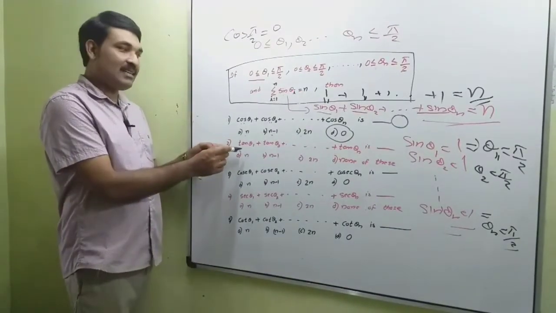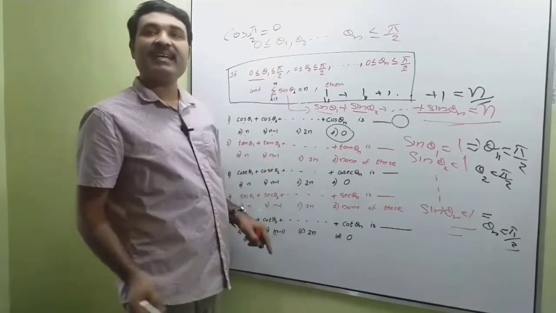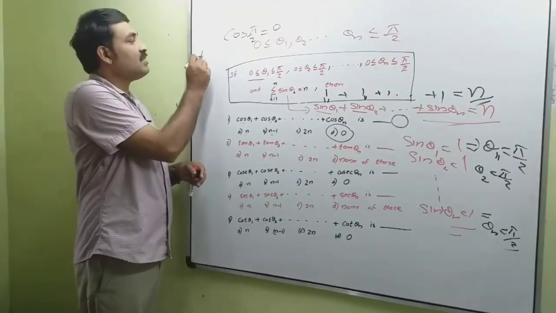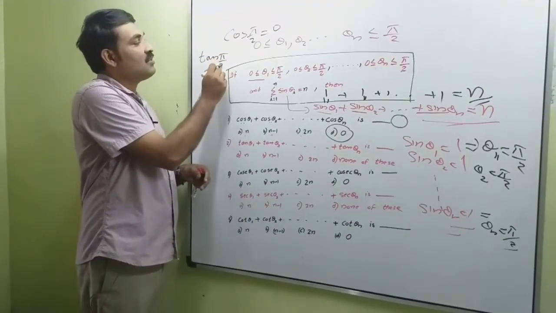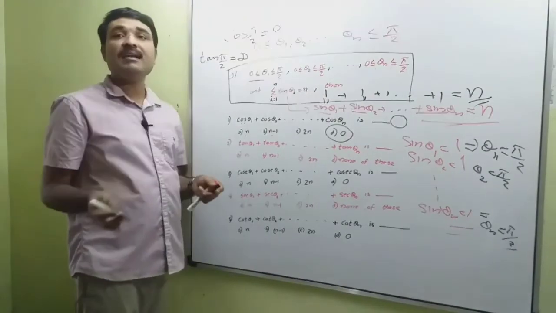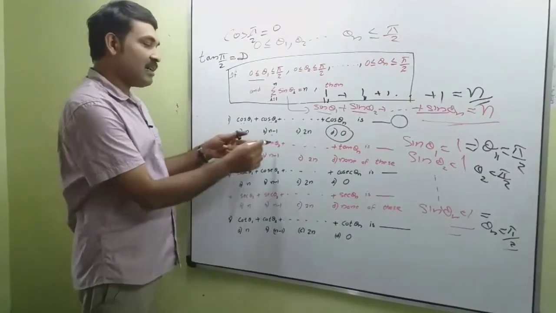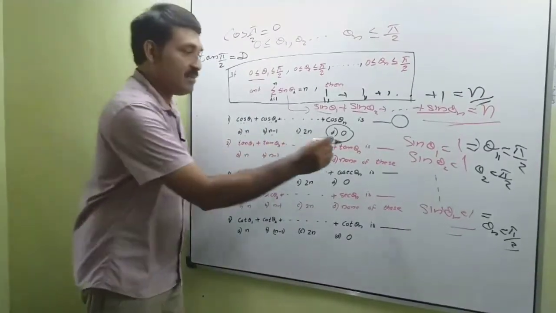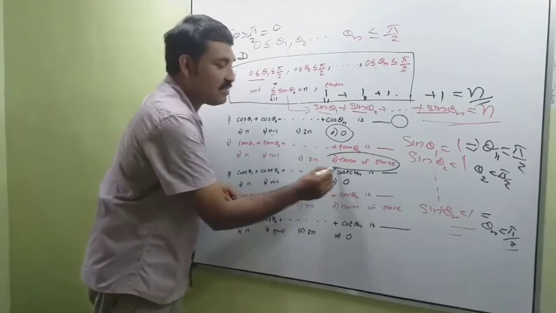Now, the summation of tan theta 1, tan theta 2 up to tan theta n. What's the value of tan pi by 2? Tan pi by 2 is equal to infinity. That means undefined. So tan theta 1 plus tan theta 2 up to tan theta n is infinity or undefined. So the answer is none of these.